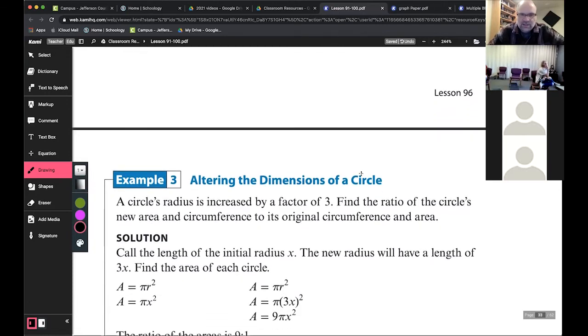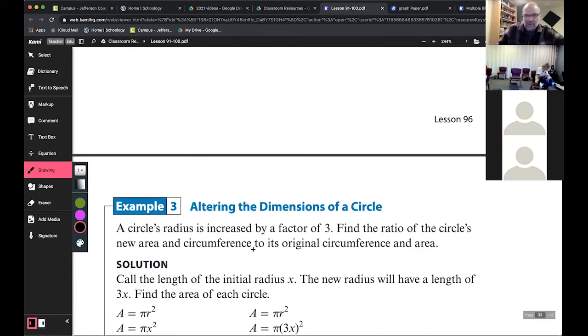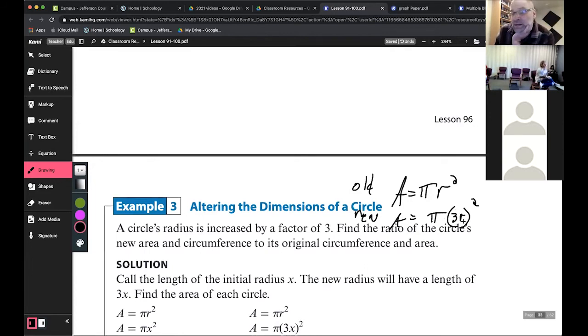Okay, a circle's radius is increased by a factor of 3. Find the ratio of the circle's new area and the circumference. Okay, so area is pi r squared. So that's the original, all right? But the new one is a factor of 3. Factor is multiplication. So here's the old, here's the new. The new area is just pi times 3r squared, right? So the radius is now 3r. So that's just 9r squared. So this equals pi times 9r squared.